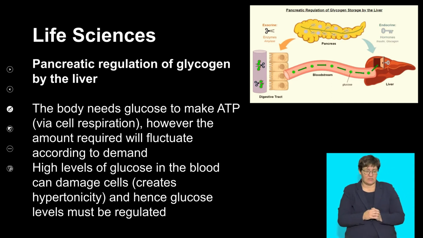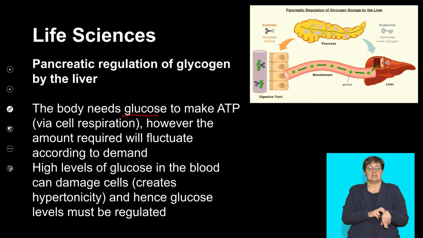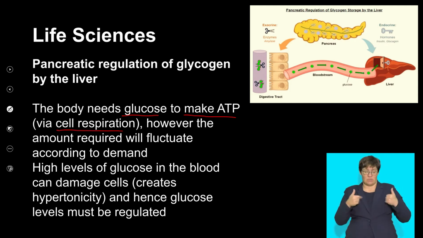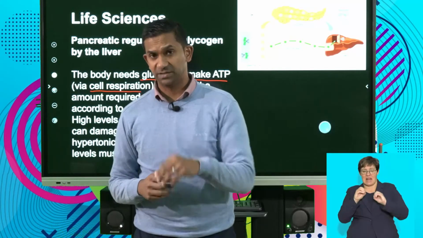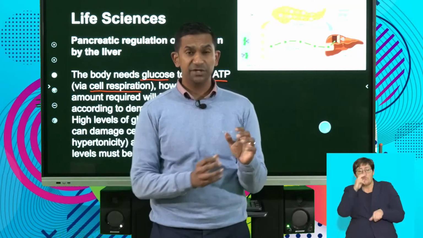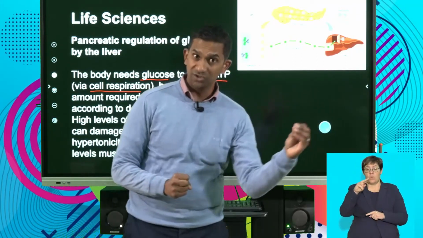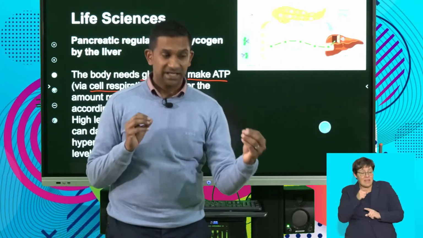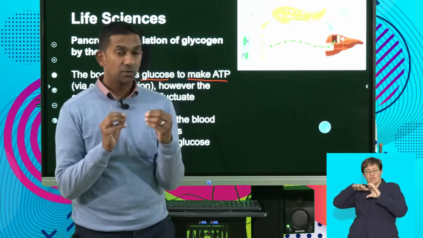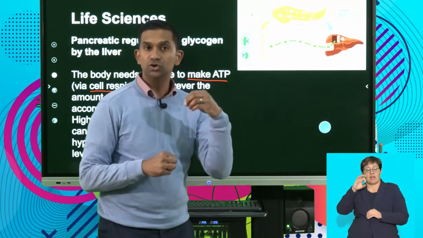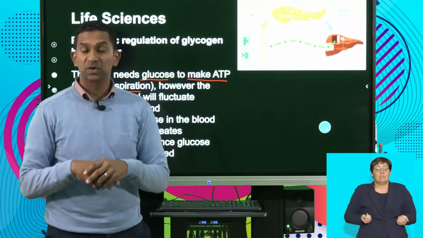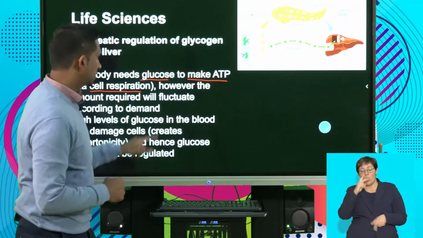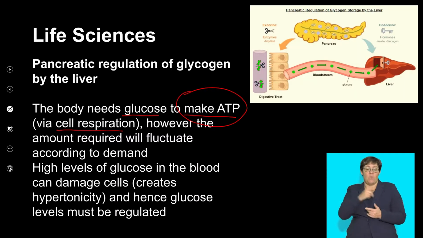So the body needs glucose, as I mentioned, to make ATP during a process called cellular respiration. So guys, when we looked at the mitochondria in the past, we said that it's important for cellular respiration. For cellular respiration, you need glucose. So the glucose that we get from the meals that we digest is absorbed by the cells, and that glucose then enters the mitochondria where glycolysis happens, and it goes through the process of producing ATP. So we need glucose to make ATP, which is the energy carrier molecule.